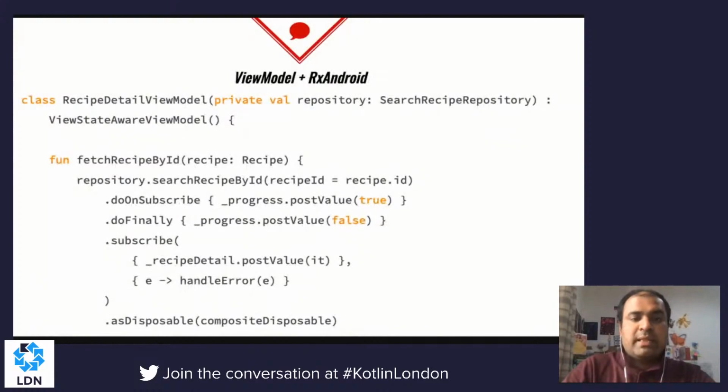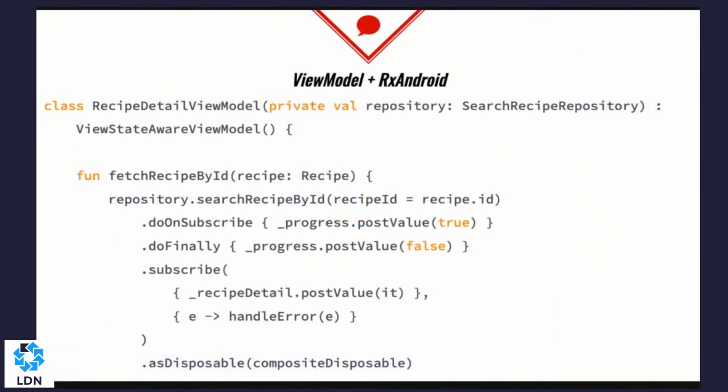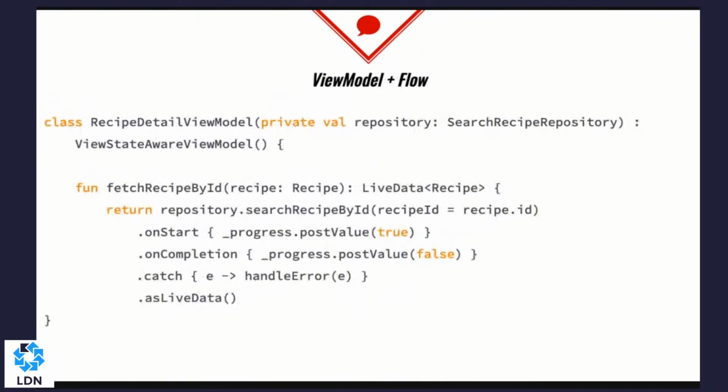Now, if I think of a view model, this is how my view model was looking when I was using RxAndroid. So I was subscribing my repository call on this, and then I was showing a loader and I was doing error handling. And at the end, I was disposing it. If something goes wrong, if the user moves on to another screen, I just dispose it. If I change this to flow, how would it look like? So this was the new code which got generated after I used flow.